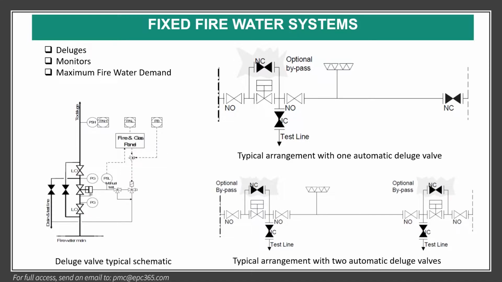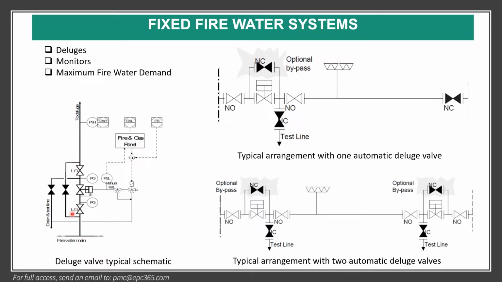Capacity. We discuss about deluge monitors and maximum fire water demand. Here, if you see, is a typical deluge system. Here you have your ring main, and also here ring main, and here you have an automatic deluge system, and here is manual. Normally it is upwind. In case of the fire detection, this valve will open and will give the fire water deluge system for the equipment of the protection.